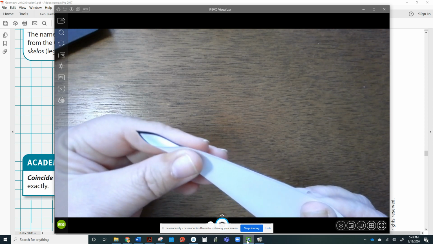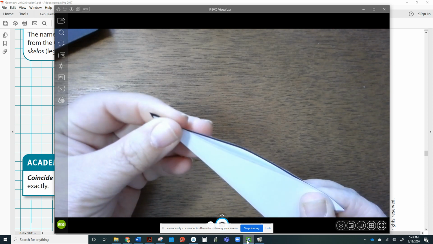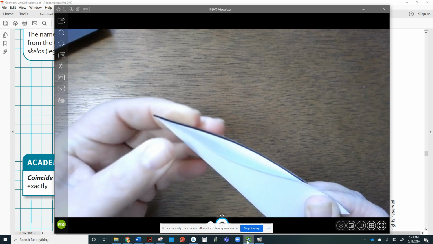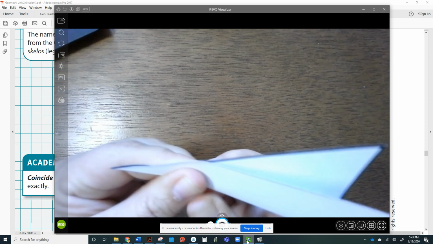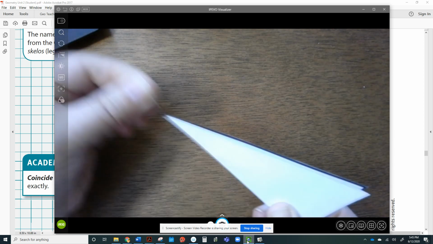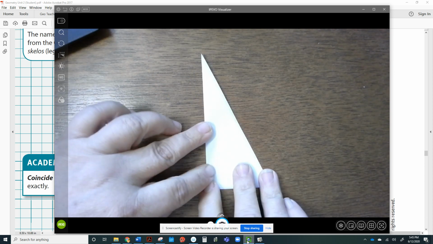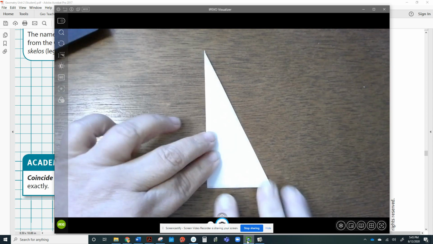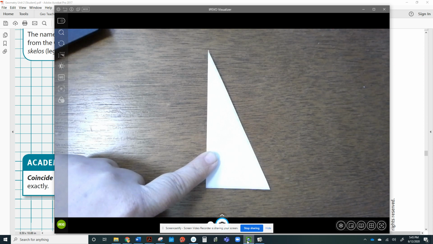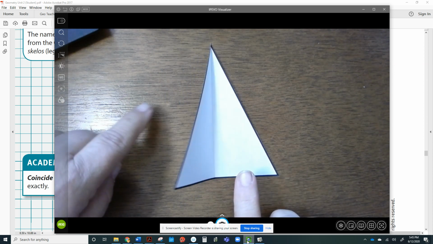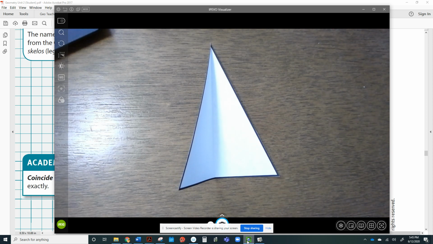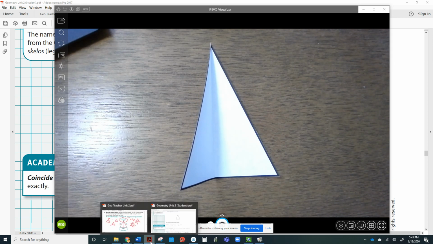And once you get it folded in half, if you cut it out really well, okay, I've got it folded in half. All right, so one side is folded onto the other. Okay, let's see what they want us to do next.